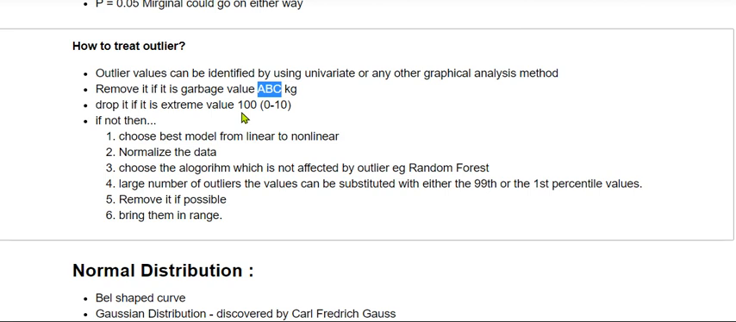So in that case, how can we treat these outliers? Outliers can be treated by using different models. Instead of using linear models, you can go for a non-linear model, or you can do normalization of the data. What normalization is, we will discuss afterwards. Then you can choose an algorithm which is not affected by outliers, like random forest.